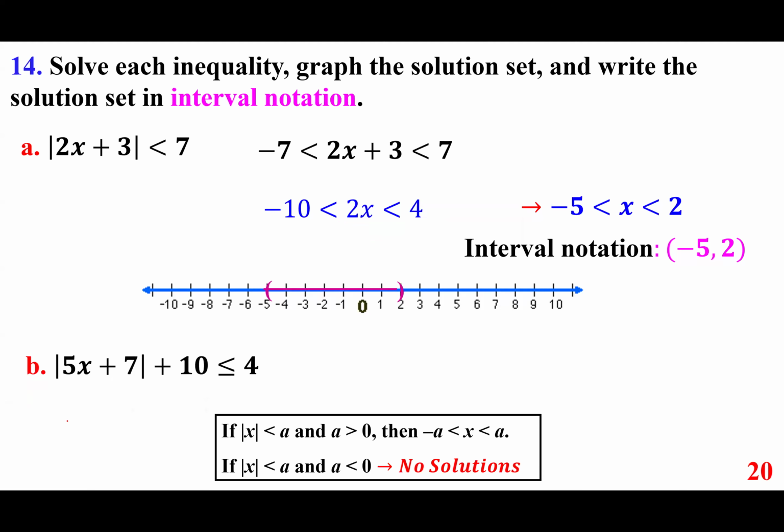What about this one? Again, the very first step, whether you have an equality or inequality involving absolute value, is to isolate, which means we are going to move the 10. In other words, subtract 10 from both sides. The absolute value of 5x plus 7 is less than or equal to negative 6. There is no solution because this is a negative value.